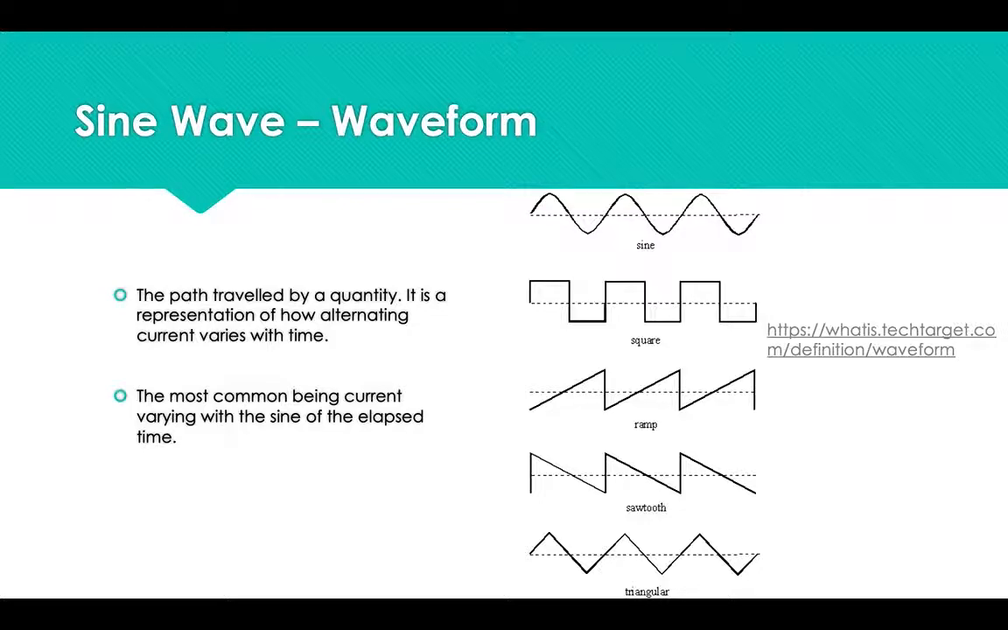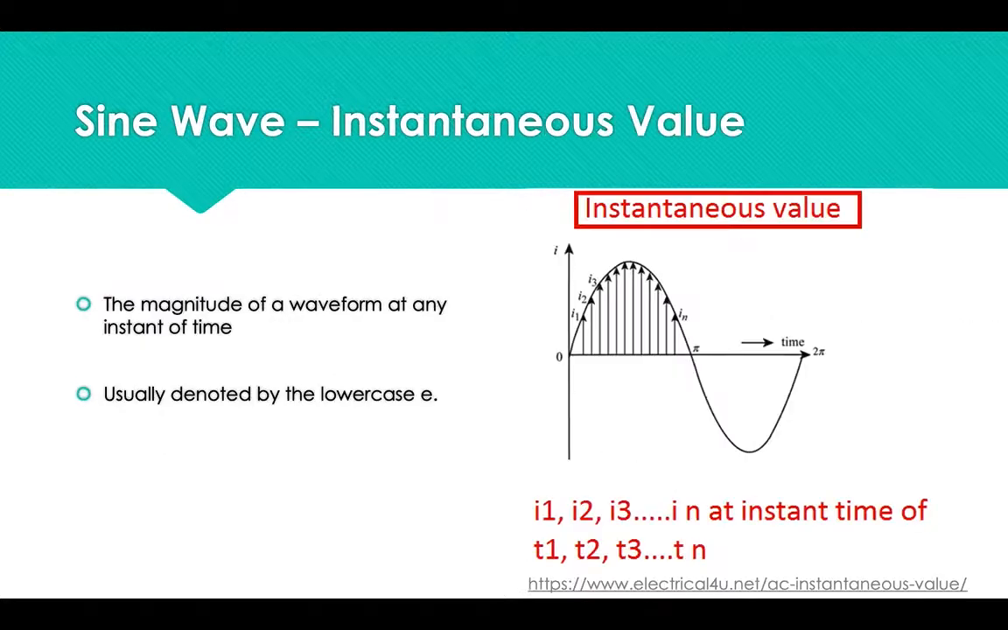The waveform of a sine wave is the path travelled by a quantity. It is a representation of how alternating current varies with time. As can be seen on the right, at the top, the most common being the sine of the elapsed time, but as it can also be seen, there are other types that can also be used.